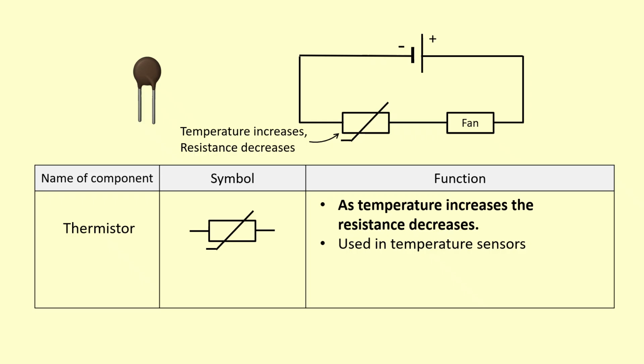That means if there's low resistance, there's going to be more current in the circuit. Also, because the thermistor's resistance is lower, more of the voltage is going to go to the fan. So the fan's getting more voltage and more current, so that means the fan is going to turn on. So basically, overall, as the temperature increased, the fan turned on.